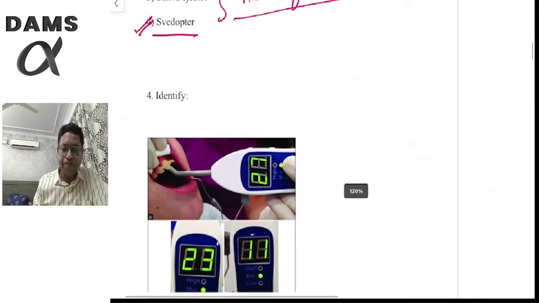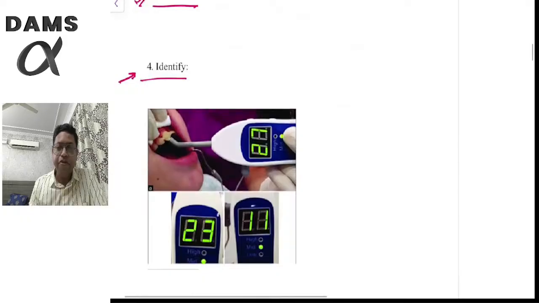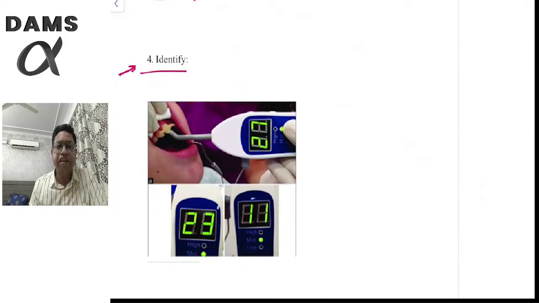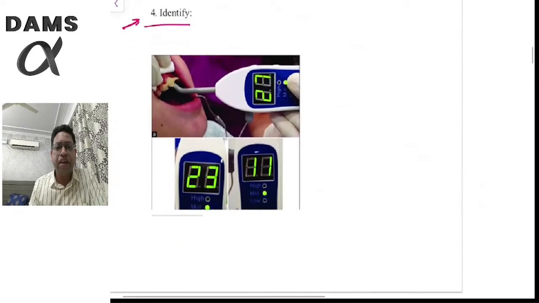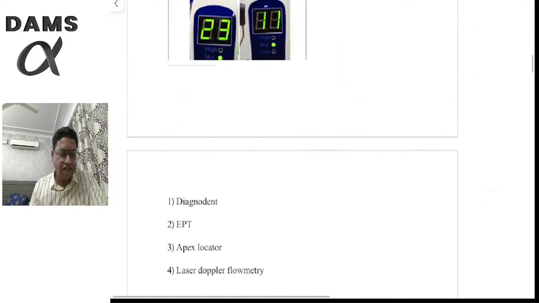Question number 4. There's another picture based question. We have to identify something that is given over here. So what you can see is isolation of the upper anterior teeth and a device has been placed. And you can see this device has two components. One is touching the tooth and another is a lip clip. And various readings are seen. So what is this device?